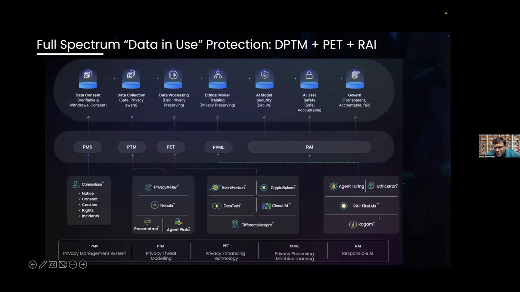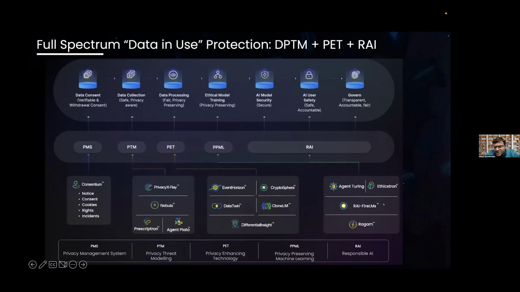Along with that, we have a new category called pseudonymous inference, which is in Ragam, where you can use pseudonymous data for inference with large language models. And then during the large language model deployment, before the deployment, how do you quantify the risk in models? With agentic AI red teaming. So we have a product called Agent Turing, which can interact with models and quantify privacy, safety, security, and fairness risks in a model. And then based on that, an AI impact assessment can be done with Ethicstron.